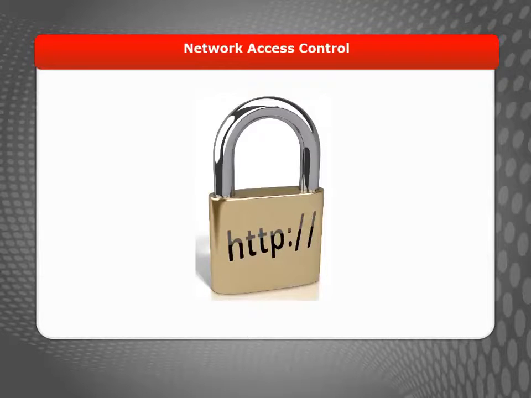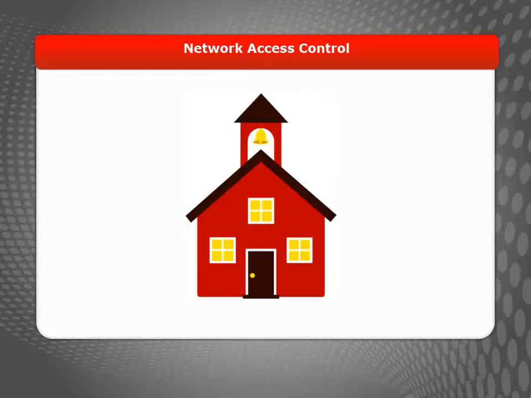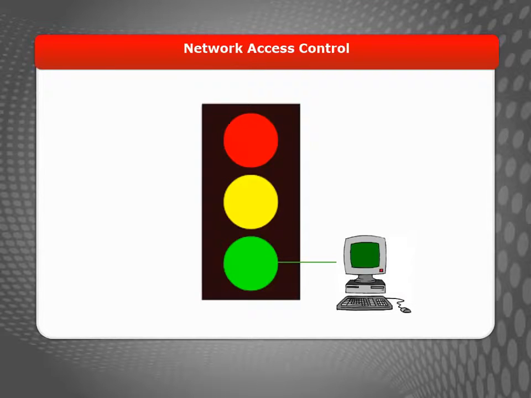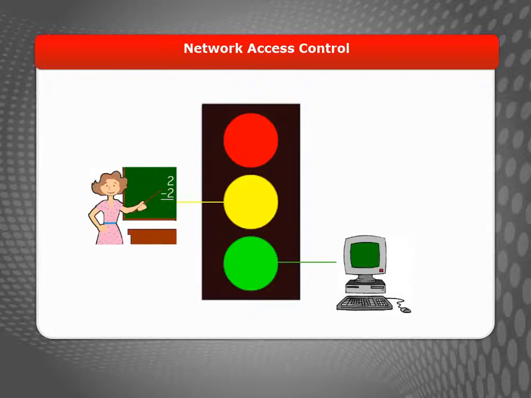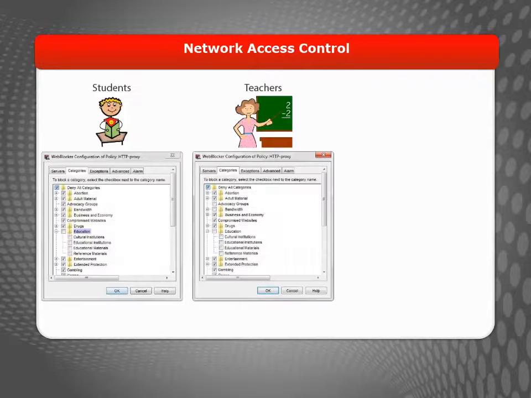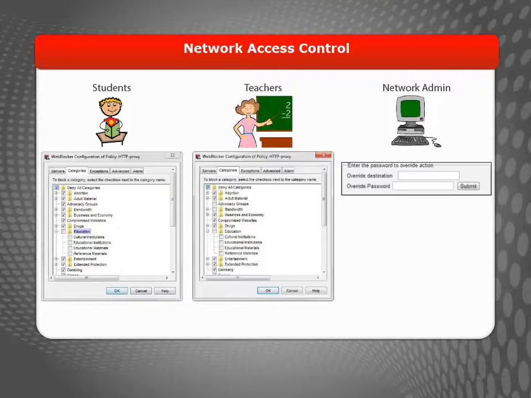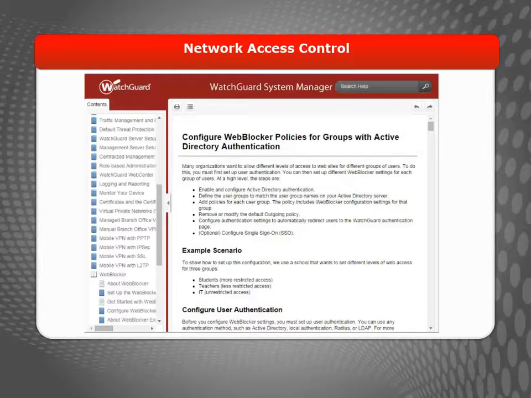Many organizations want to allow different levels of web access for different groups of users. For example, if you are a network administrator for a school, you might want to grant yourself unrestricted access, moderately restrict the teacher's access, and highly restrict the student's access. Students and teachers would have separate WebBlocker actions for their web browsing, and you could use a password override for unrestricted access. I'll show you how to set up a password override in just a moment. For information about creating WebBlocker actions for different user groups, see the WatchGuard System Manager help.